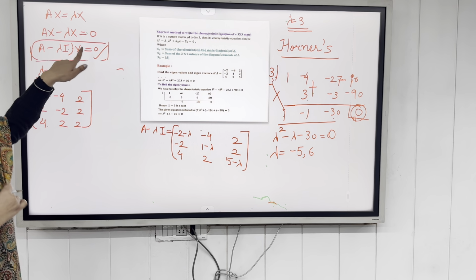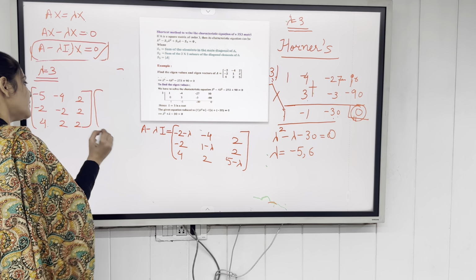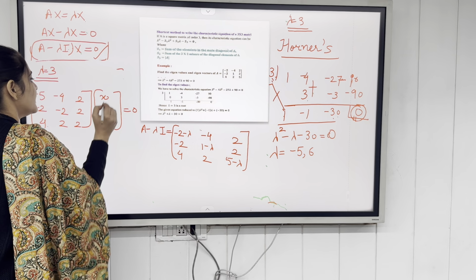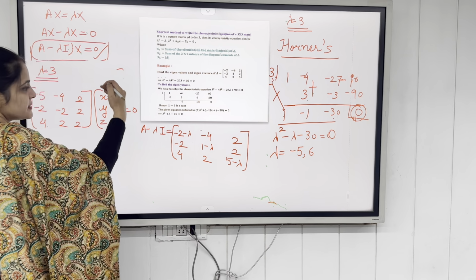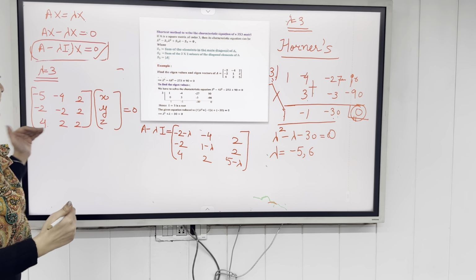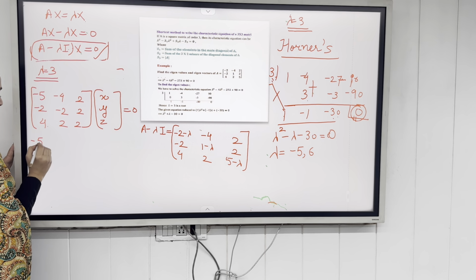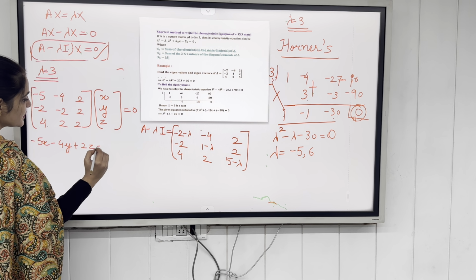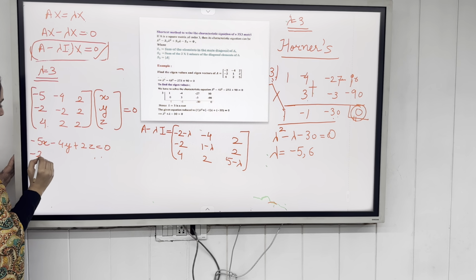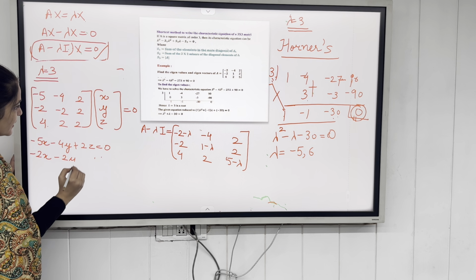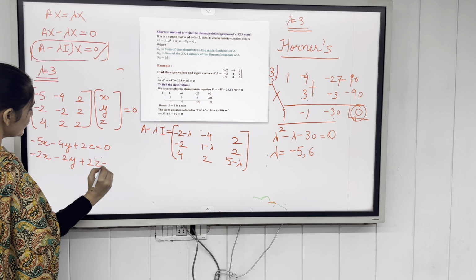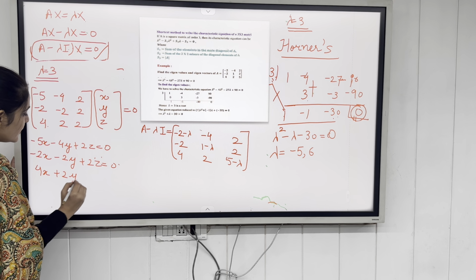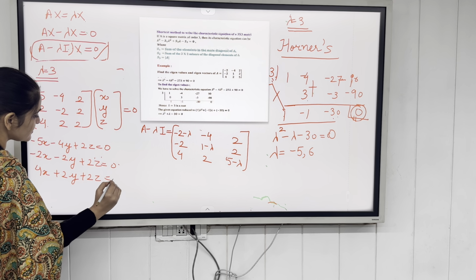Now choose X. X is a column matrix. Order of the matrix is 3, so we are taking it as x, y and z. You can take it as x1, x2 and x3 also. Multiplying, we get the equations: minus 5x minus 4y plus 2z is equal to 0. The next is minus 2x minus 2y plus 2z is equal to 0. The last is 4x plus 2y plus 2z is equal to 0.